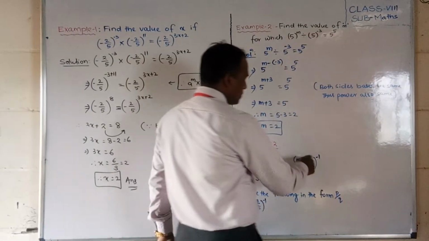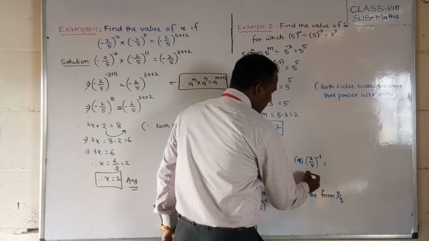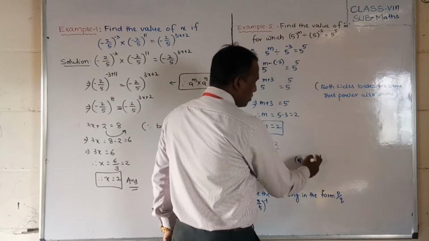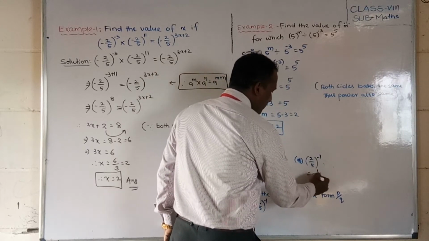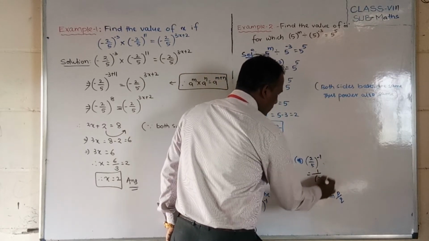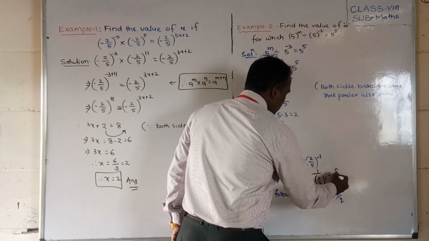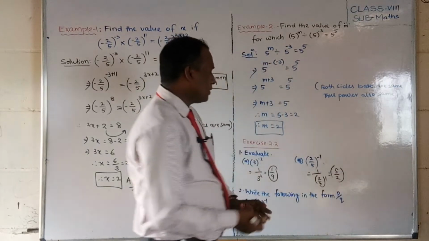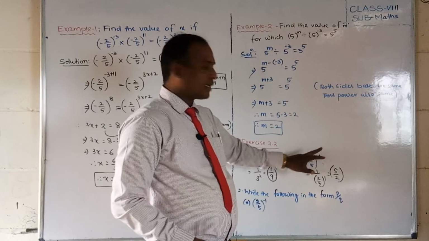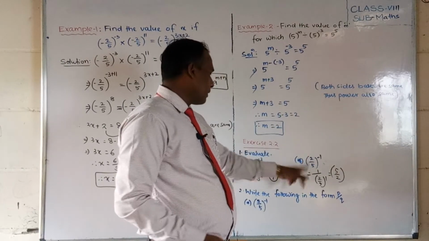Same like this, students, what will this one be? The answer will be, right students, (2 by 5) to the power minus 1, meaning 1 by (2 by 5), is equal to 5 by 2. Okay. So remember, students, if the reciprocal is there, the negative sign is there, we should just change the fraction to 5 by 2.